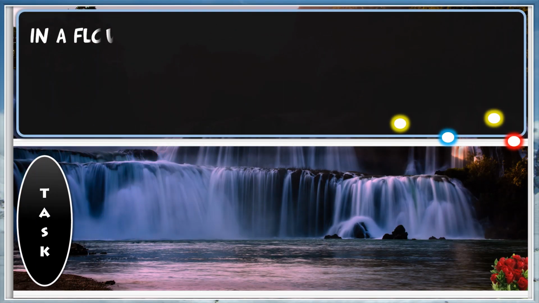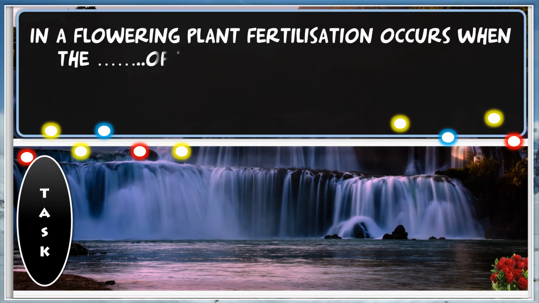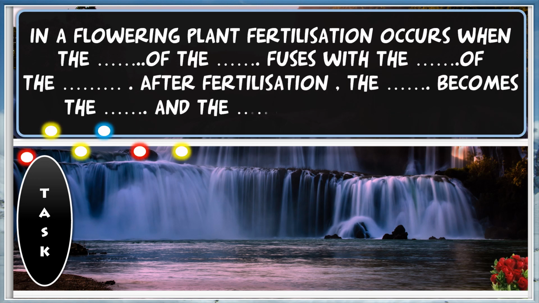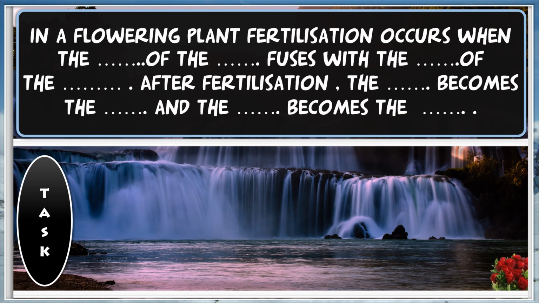In a flowering plant, fertilization occurs when the dash of the dash fuses with the dash of the dash. After fertilization, the dash becomes the dash, and the dash becomes the dash.